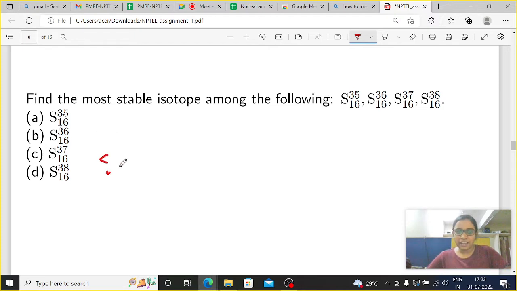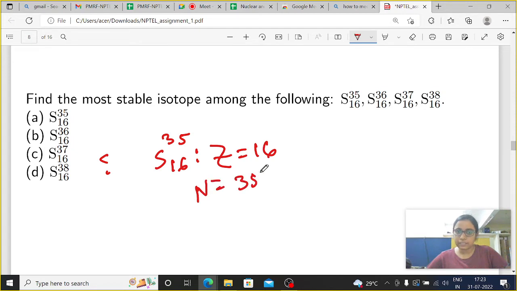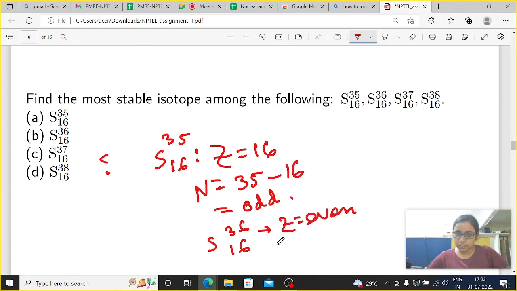Here's S-16-35, that means Z equals to 16, N will be 35 minus 16, which is obviously an odd number. But for S-16-36, Z is even, N is also even, and A is obviously an even number.